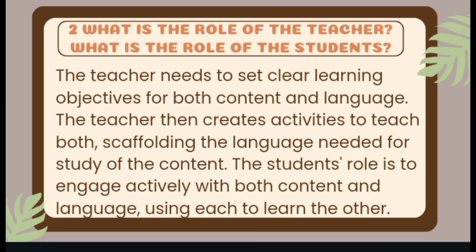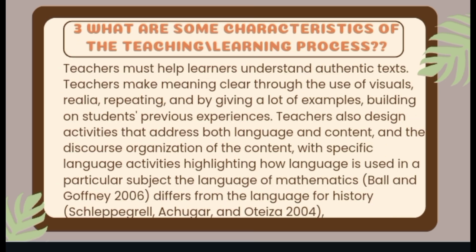The teacher then creates activities to teach both, scaffolding the language needed for the study of the content. The student's role is to engage actively with both content and language, using each other to learn the other. What are some characteristics of the teaching learning process? Teachers must help learners understand authentic texts.